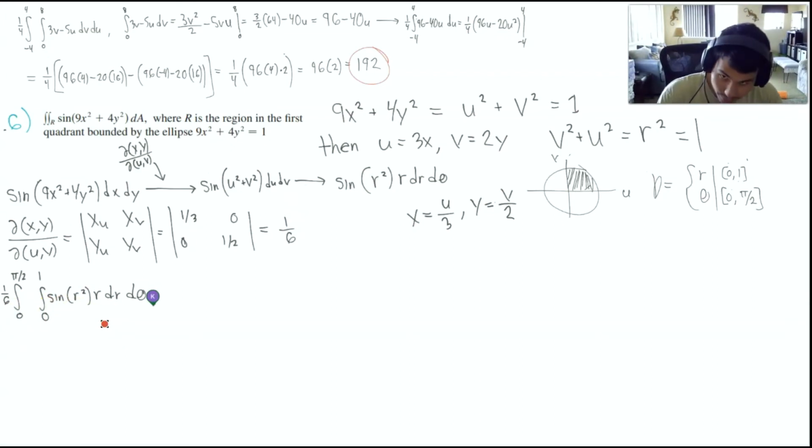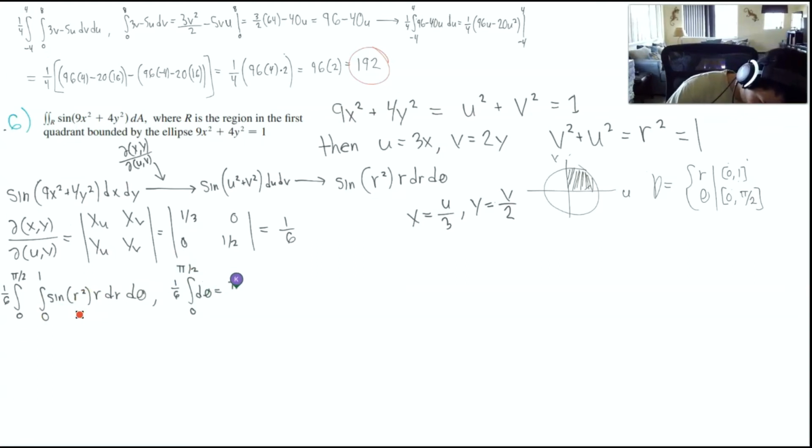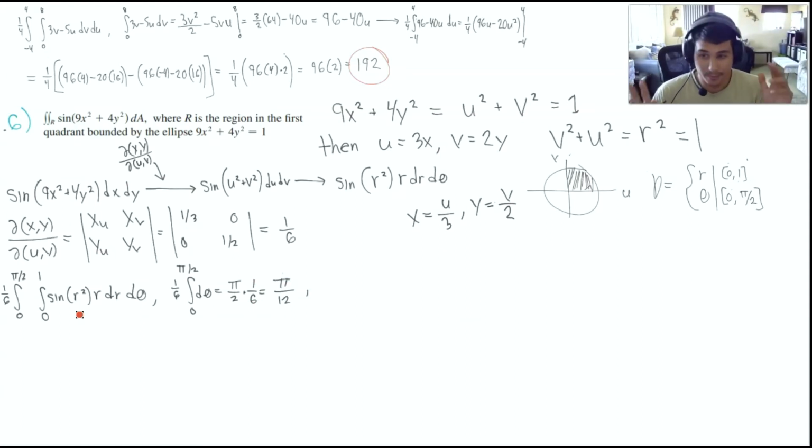Let's do our first integral. By the way, look at this. There's no theta function, so we could just do our first integral as pi over 2, 1/6, 0 d theta, which is pi over 2 times 1/6, which is pi over 12. Remember, we can use the multiple rule for integrals.